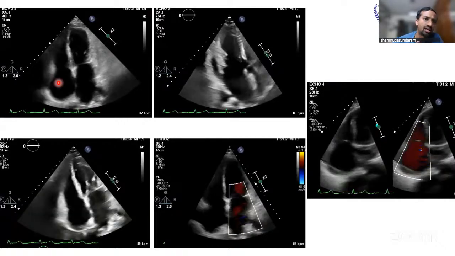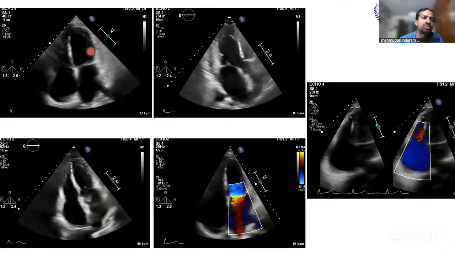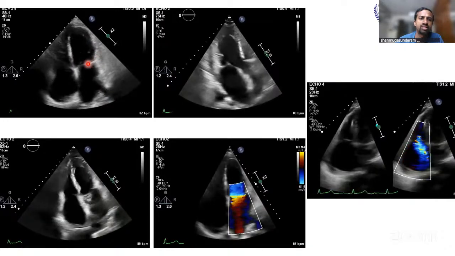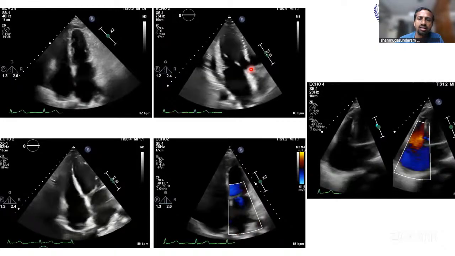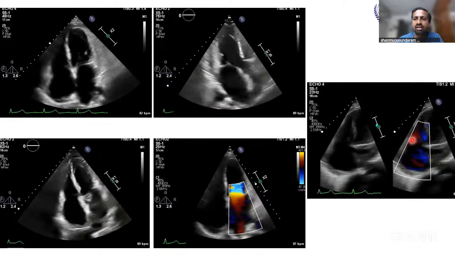Both RA and LA are enlarged, and the LV dimension and systolic function appear preserved, both in the four chamber as well as the long axis. And there is mild mitral regurgitation, as we noted in the parasternal long axis, and there is significant tricuspid regurgitation noted as well.